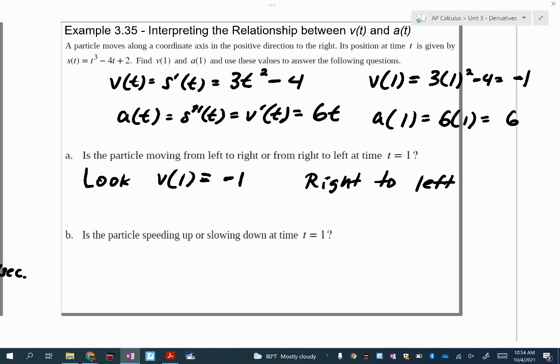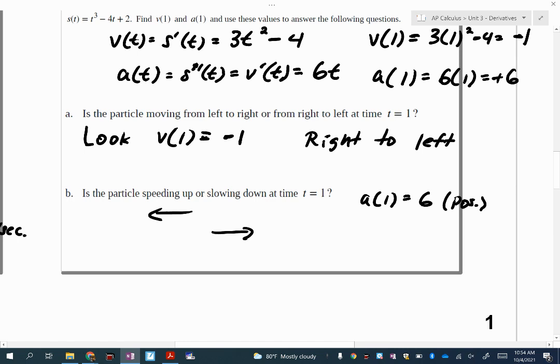In terms of speeding up or slowing down, you'll notice that we're moving from right to left. All right, so we're moving in this direction in terms of our particle, but the acceleration is positive, right? The acceleration, or a of 1, was positive 6. So that means it's going in the opposite direction. So if our acceleration is working against the way the actual particle is moving, then this is going to cause our particle to slow down. So at time t equals 1, the particle is slowing down.